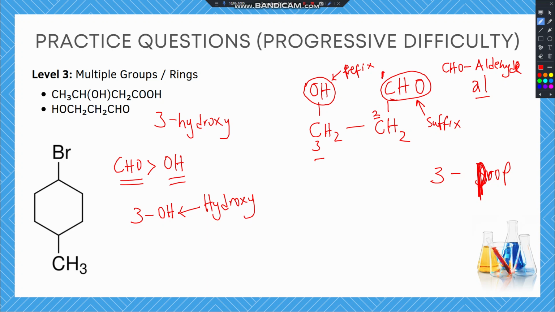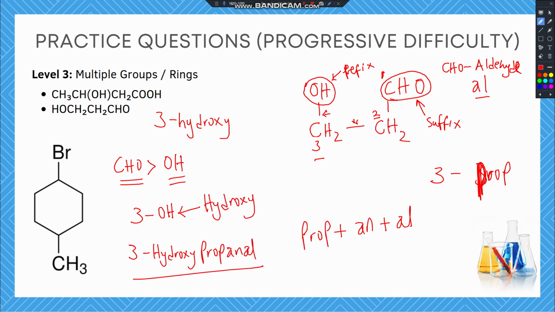Now we have 3 carbon atoms, which is prop, and it is an alkane because only single bonds are present throughout the structure. So we have an plus the suffix, which is al. So altogether we have 3 hydroxy propanal. That's the name of the second compound over here.